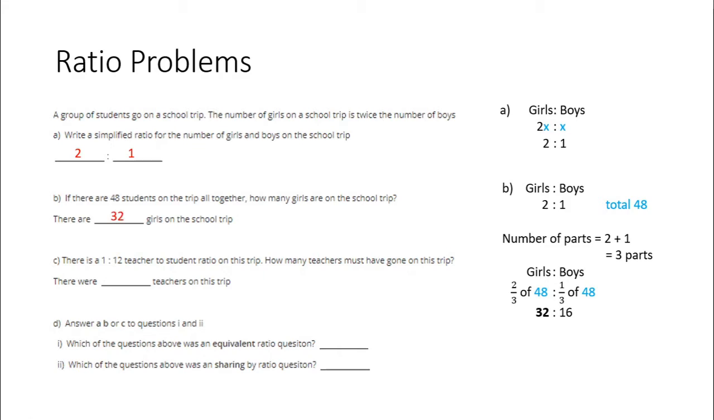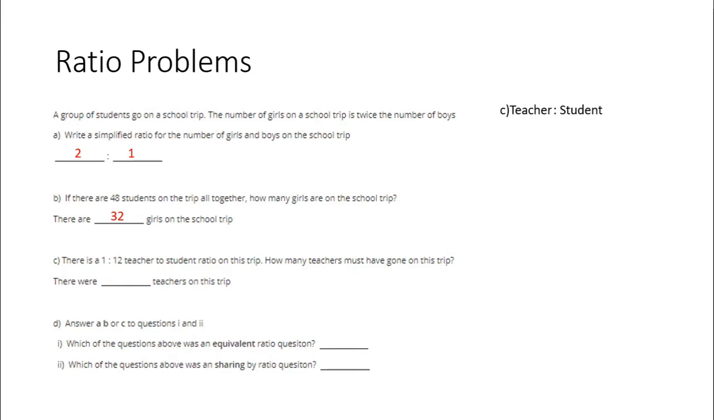Question C, there is a 1 to 12 teacher to student ratio on the trip. How many teachers go on this trip? Okay, again, it's helpful to start by writing the ratio out in words. 1 to 12 relates to teachers and students in that order. So I'll write that in words, teacher to student. I'll write the ratio given, 1 to 12. And I must have been given some other value here. Remember, this is all part of a multi-part question, and in the part above we were told there were 48 students. So I know one side of the ratio, the student side of the ratio, is 48. I want to find the other side of this ratio.